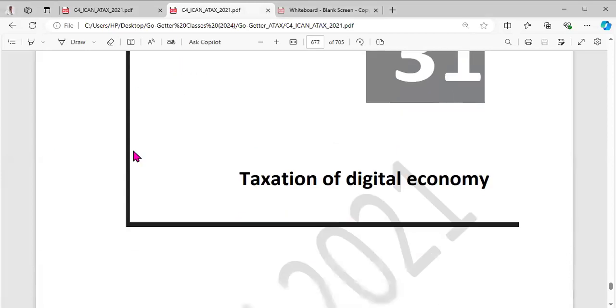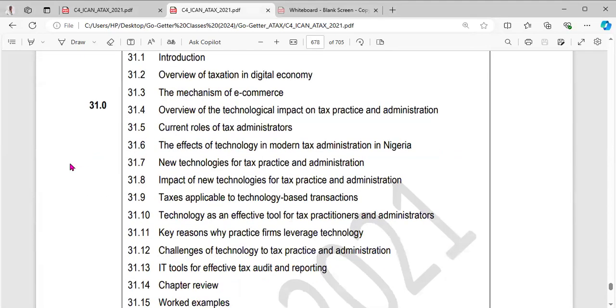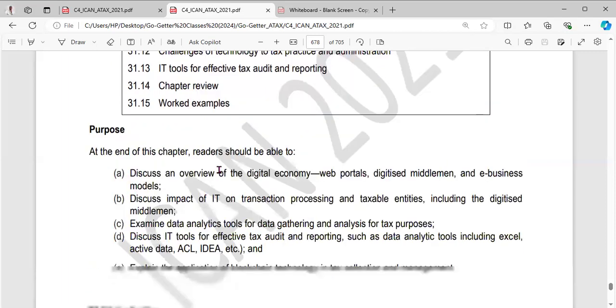economy. What are we going to learn from here? We'll look at the overview of the taxation of the digital economy, which is kind of a review of what we just learned in chapter 14. Look at the mechanism of e-commerce, the impact technology has on tax practice, role of tax administration, new technologies for practice and administration. We are going to look at a whole lot of things there. We are going to the IT base now.